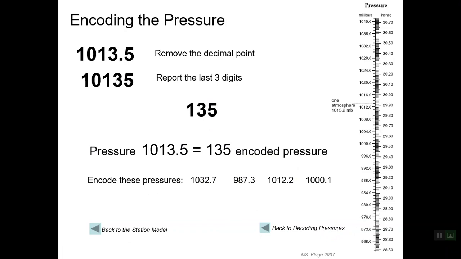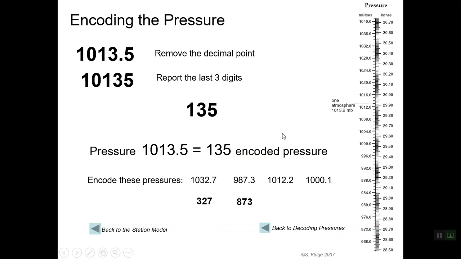So the first one says 1032.7. Take the decimal point out, take the last 3 numbers. That's going to be 327. Good job. The next one, 987.3. Take the decimal point out, take the last 3 numbers. That's going to be 873.